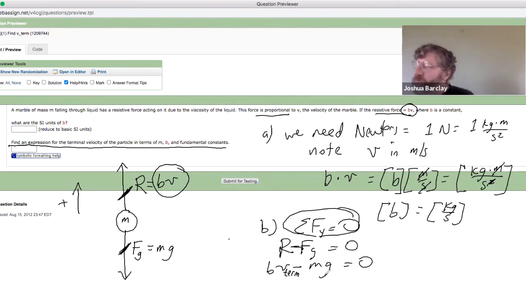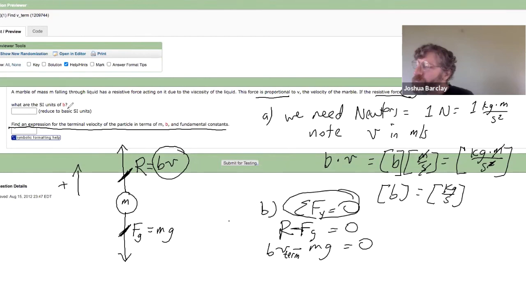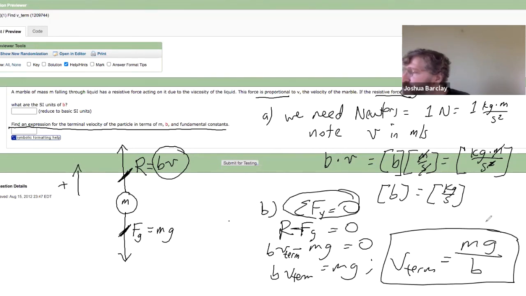Great. Now, how do I get an expression for the terminal velocity? What do I do? Solve. You solve for V term and you're done. B times V term equals mg. So V term equals mg over B. There it is right there. That's the terminal velocity. We got it.